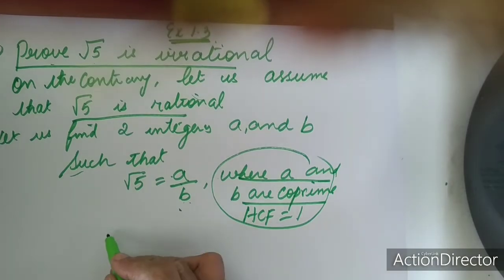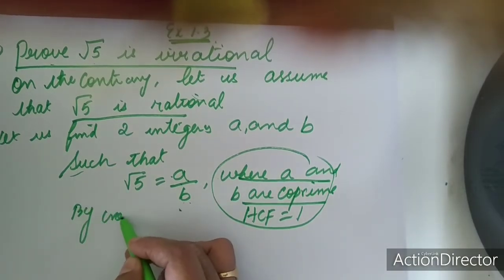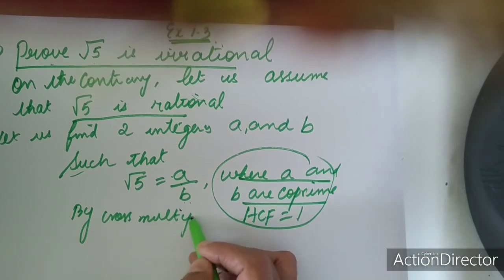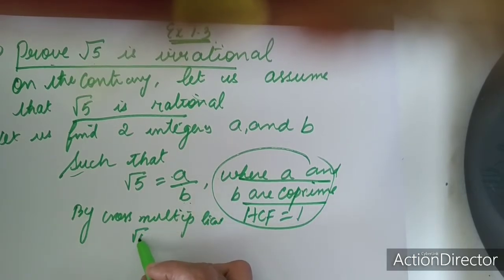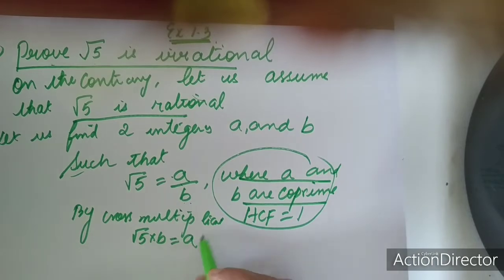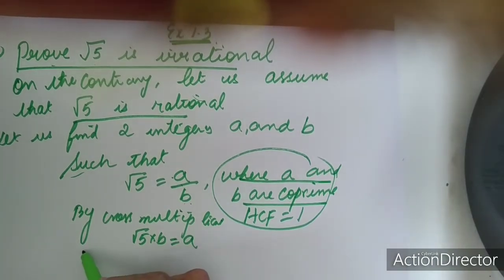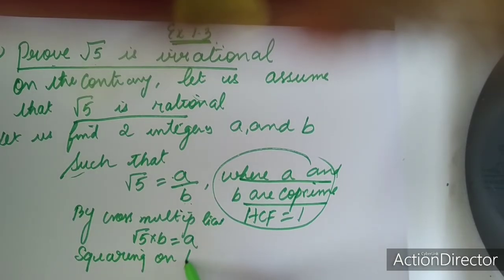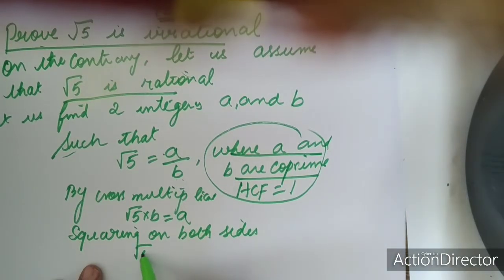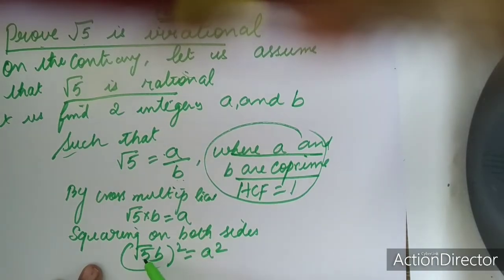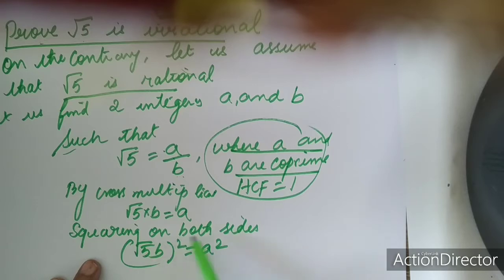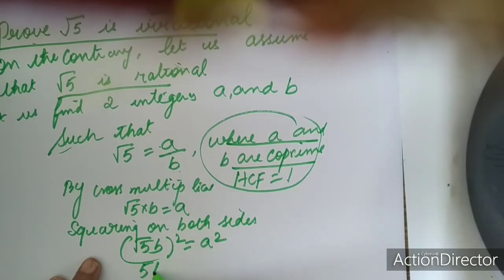Now by cross multiplication, what you get? Root 5 into B is equal to A. So now I am going to square on both the sides. Squaring on both the sides, I will be getting root 5 B whole square is equal to A square. Root 5 squared, what is root 5 into root 5? 5. B square is B square, which is equal to A square.